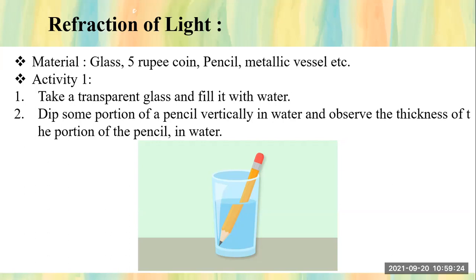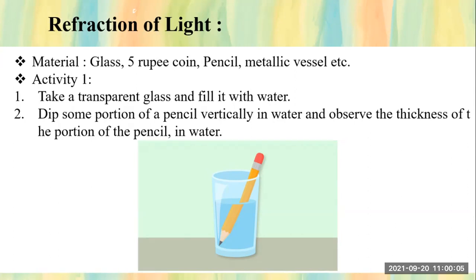Okay. Now what you have to do, students, you have to dip some portion of the pencil vertically. Vertically means seedha. First, you have to dip some portion of the pencil vertically in the water, not as it is showing in the figure. And you have to observe the thickness of the portion of the pencil which is in water.